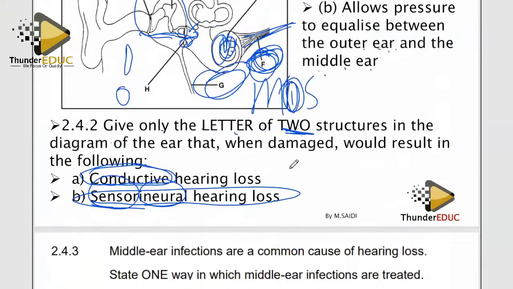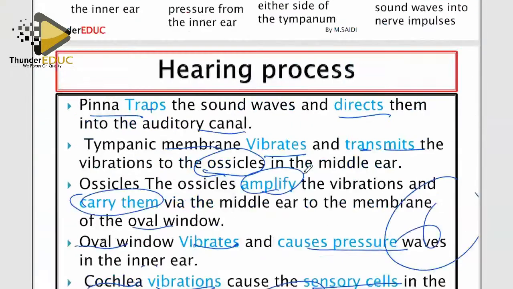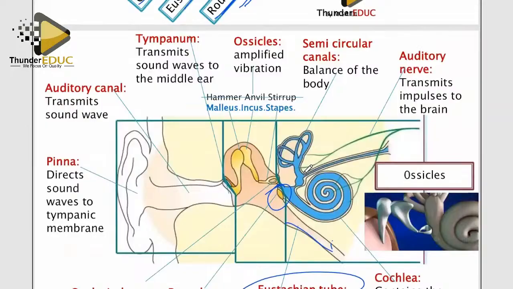Balance. You see, balance is being controlled by the semicircular canals. These semicircular canals have a specific plane so that you are able to be detected in any angle you are talking about. So, balance is controlled by semicircular canals.